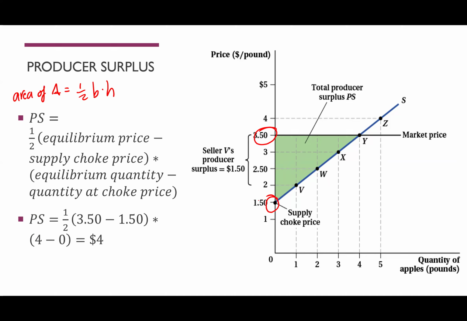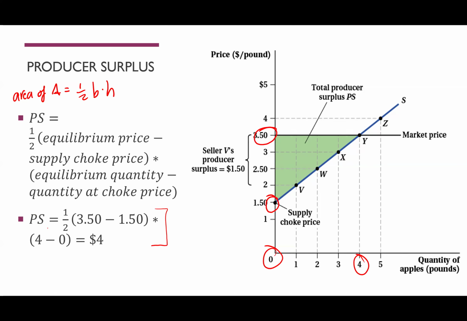So in this case, the equilibrium price is 350 and the supply choke price is 150. And then the base is going to be the difference between the equilibrium quantity, which here is 4, and the quantity at the choke price, which is 0. So you can see I've substituted those values into our equation, and we can go ahead and simplify.